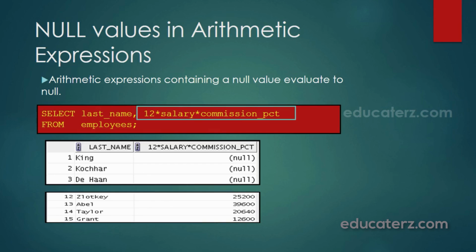Null values in arithmetic expressions. If an arithmetic expression contains a null value, it will be evaluated to null. That means for an arithmetic expression consisting of a null value, the result of that arithmetic expression is null only. Look at this example. Select last name, 12 * salary * commission_pct from the employees table. You will get null values because commission percentage is null for King, and this expression is evaluated to null. I will demonstrate this query and execute it in SQL Developer.